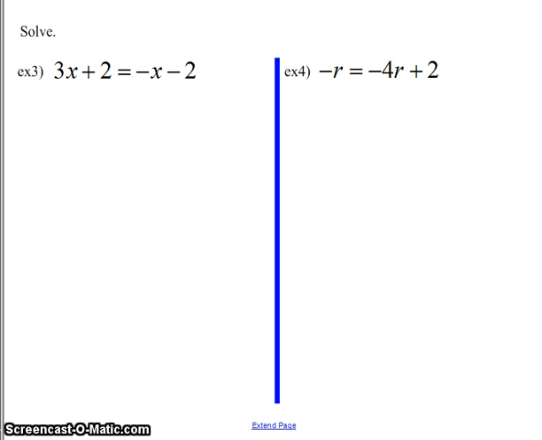Okay, we are moving on to some examples. Get a little bit of practice before we get to the homework assignment. In example 3, I'm going to start off by noticing I have a negative 1x on the right, and I would prefer it to be on the left. So in order to do that, I'm going to add a positive x to both sides.